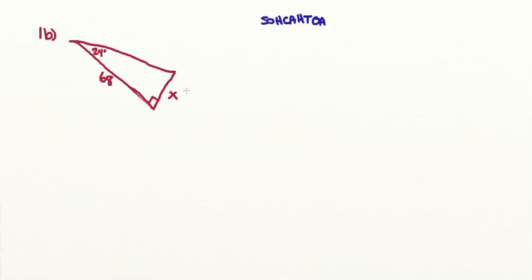For 1b, we're trying to find side x. We still have to use the angle of 24 degrees to label our triangle. So opposite the 24 degrees is your opposite. Next to it is adjacent. Across from the 90 degrees is your hypotenuse. We have O and A, so we're going to use tangent.